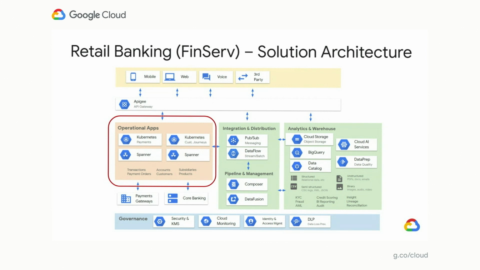And on the security and governance side, we offer all kinds of integration like Cloud Monitoring and DLP, and customers are able to benefit from that across the board. So this is just one of those solution architectures where Spanner plays that operational database role and is able to seamlessly scale along with the rest of the architecture, which is extremely critical for our customers.